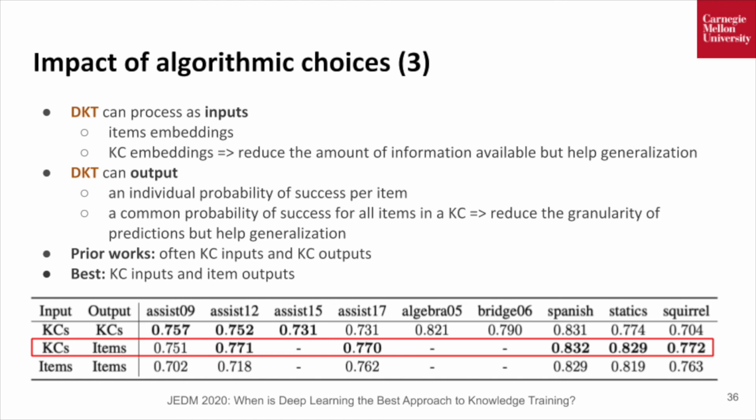This table shows the AUC for different combinations of inputs and outputs. Higher is better. We can see that the choice of inputs and outputs considerably impacts performance, and that the best option is often KC inputs, but item outputs. This goes against established practices.